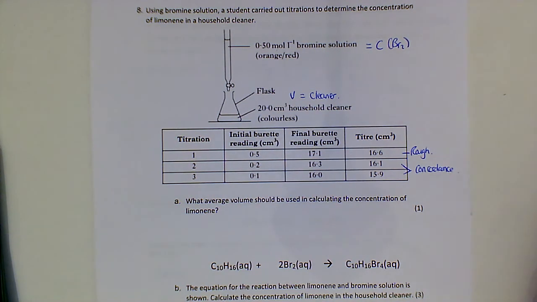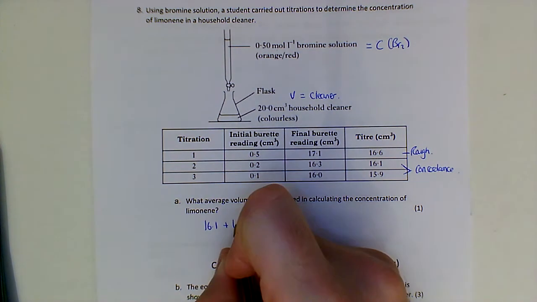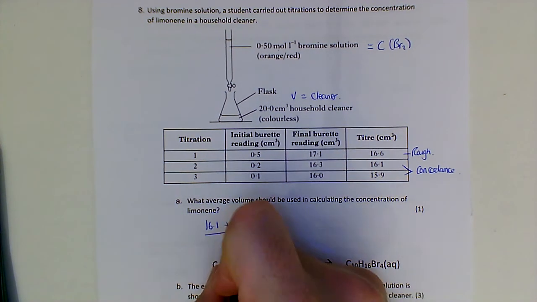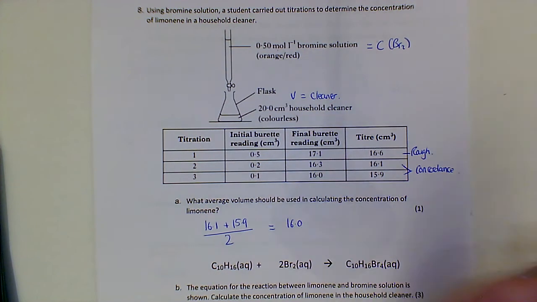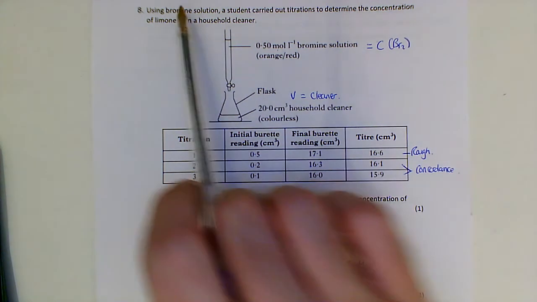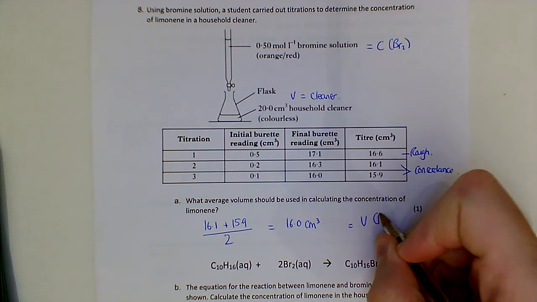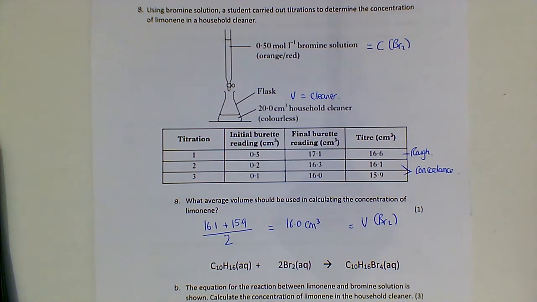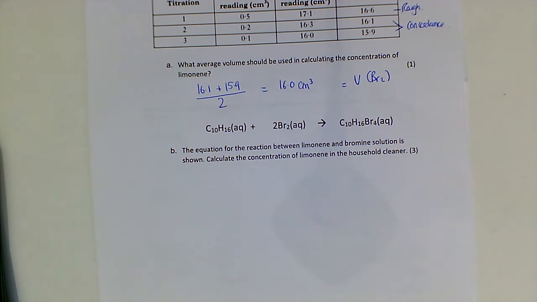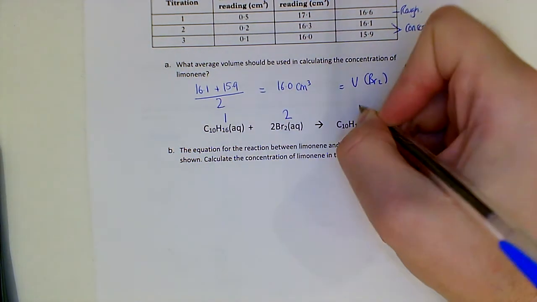And it's asking for our average volume. So our average is going to be 16.1 plus 15.9, and then divide it by 2, which gives us 16.0 centimeters cubed. And that is our volume of bromine solution. So that equals our volume of Br2. The next question here, we've got a given equation. Always, before I even do anything, I'm going to write a ratio, 1, 2, 1.